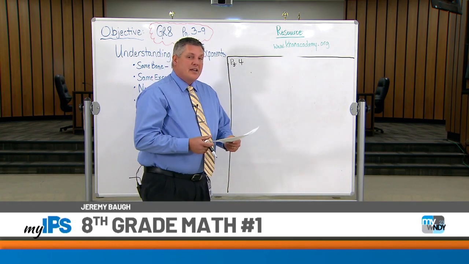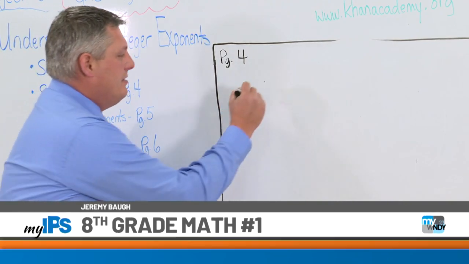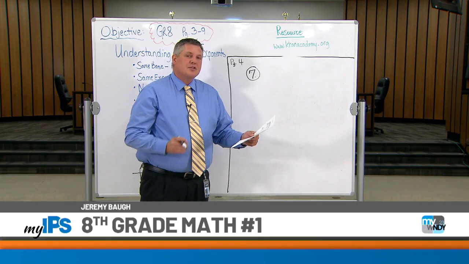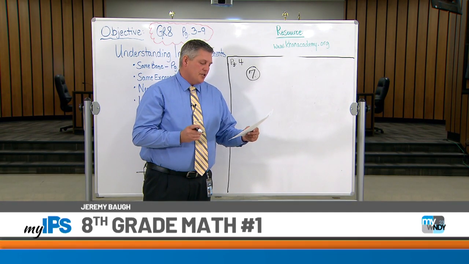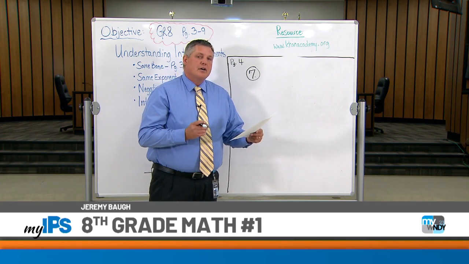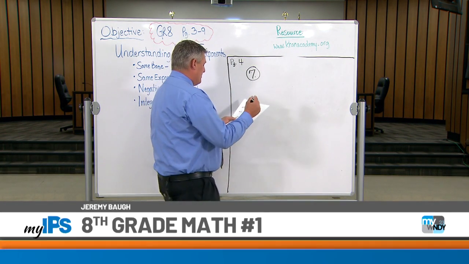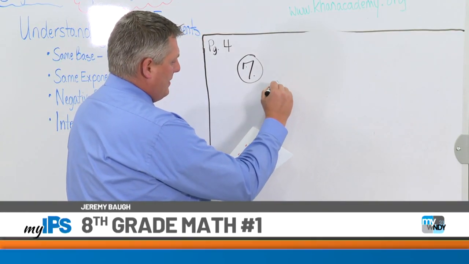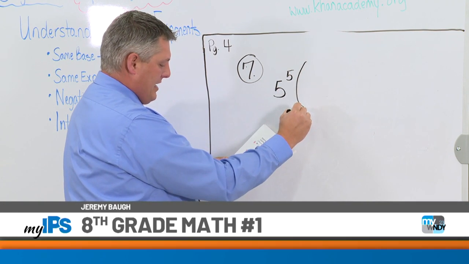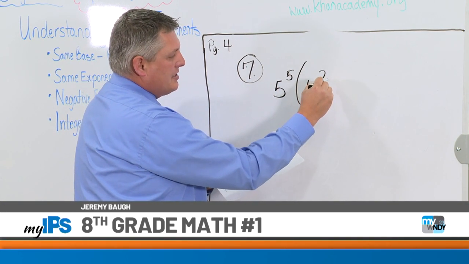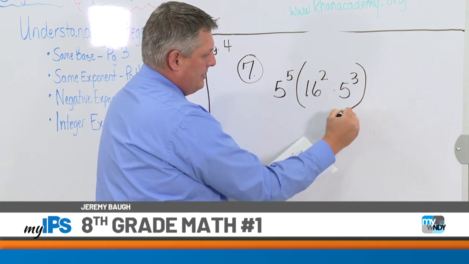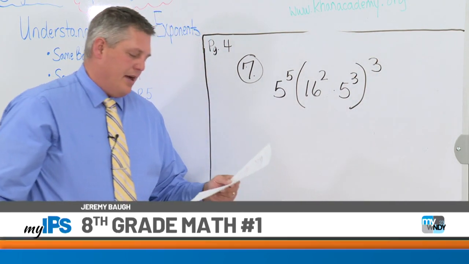All right, the next one, it's number 7, still on page 4. And it's going to ask us to rewrite each expression as a product of 2 powers or quotient of 2 powers. So this one's going to look complicated, but we're going to simplify it and bring it down for you. So we have 5 to the power of 5, 16 to the power of 2, 5 to the power of 3, and all of that to the power of 3.